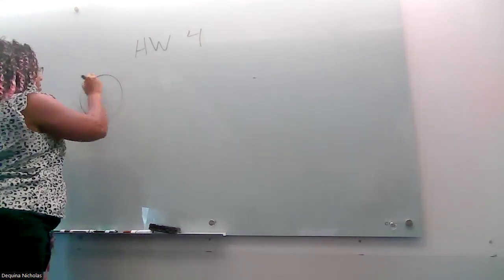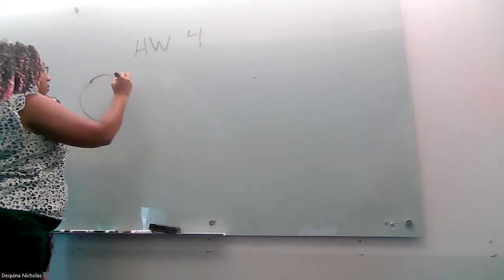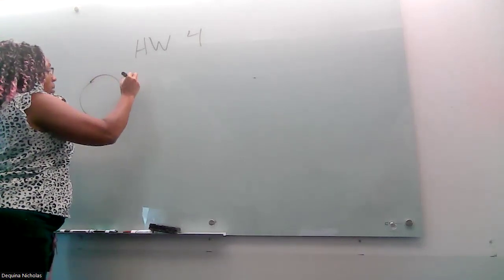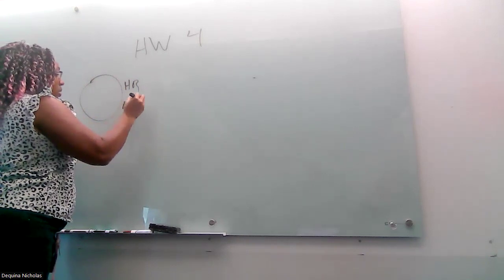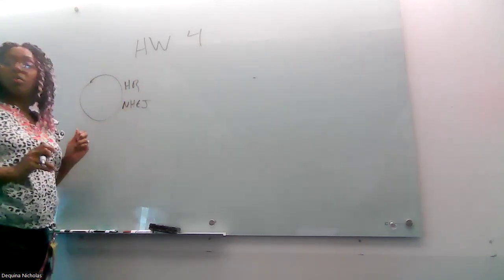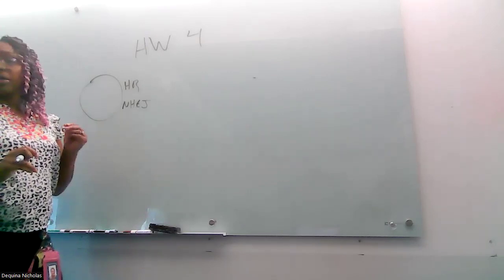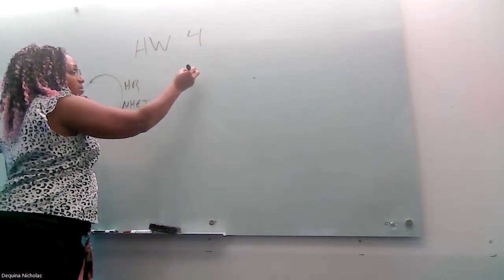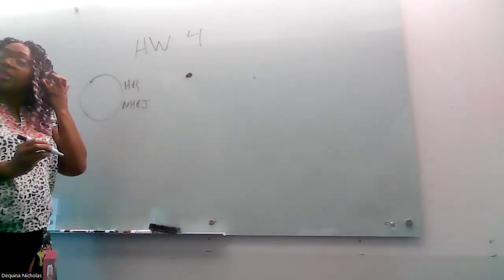Okay, so I have a cell that can do two things. It can do homologous recombination, and it can do non-homologous end joining. So the initial question, what's the setup and scenario? Write out these points. First sentence.